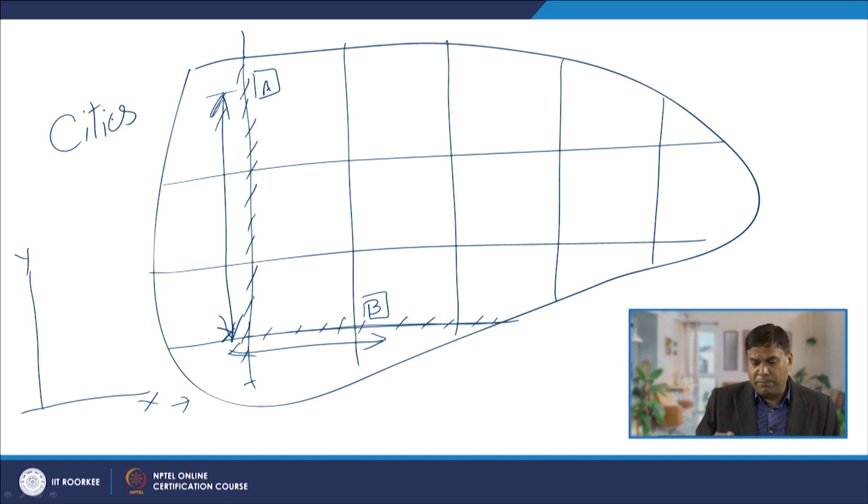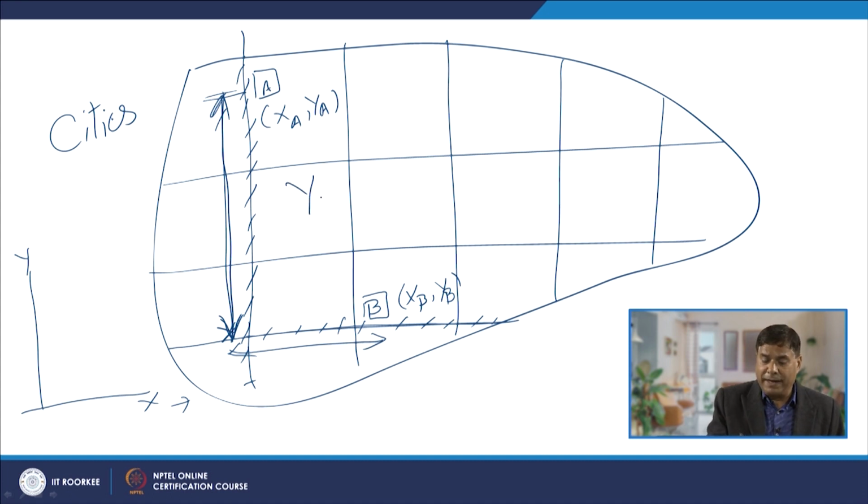we have to identify the coordinates. Say the coordinates of location A are x A, y A, and the coordinates of location B are x B, y B. So, the distance to be travelled along the y direction will be equal to y A minus y B. This is the vertical movement, or movement in the y direction.